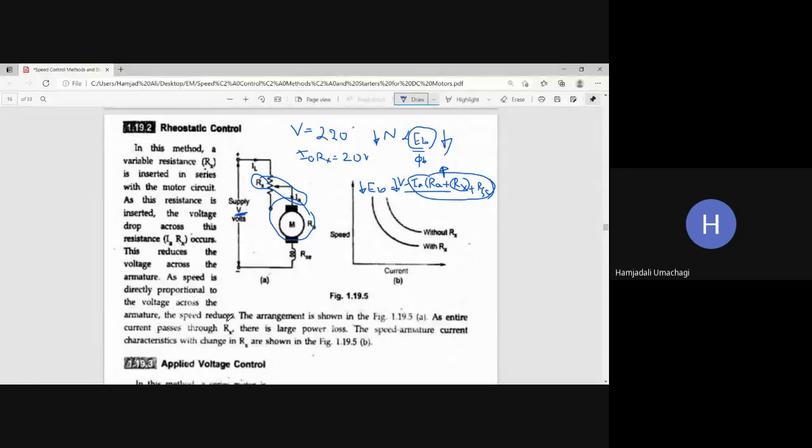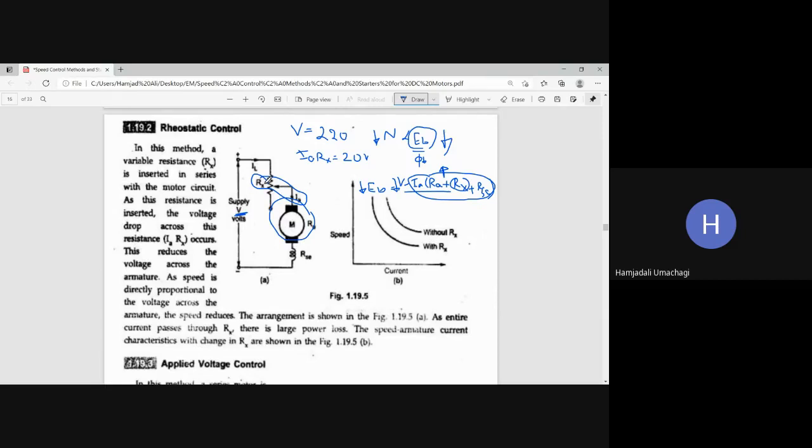So because of that, speed reduces. The arrangement is shown in figure 1.19.5a. So this is a circuit diagram for that. As the entire current passes through the Rx, there is large power loss. Since the motor is a series motor, here Rx is going to carry the large current. So if it is going to carry large current, what will be the copper loss now?